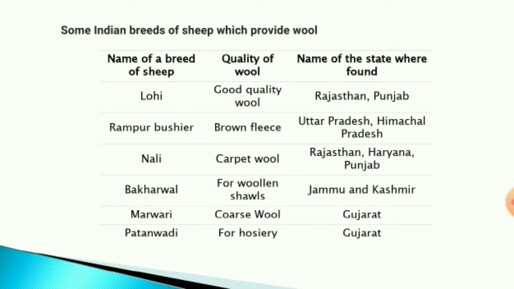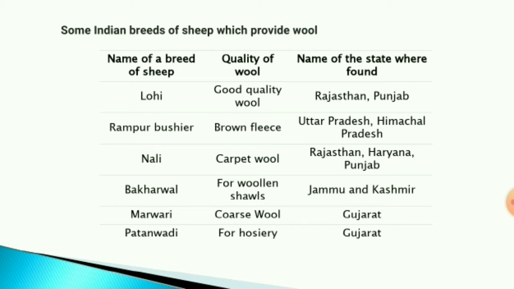Some Indian breeds of sheep which provide wool. So friends, in this tabular column, the first column is based on the name of the breed of sheep, the second column is based on the quality of wool, and the third column is based on the name of the state where found. First one, Lohi: good quality of wool, Rajasthan and Punjab.